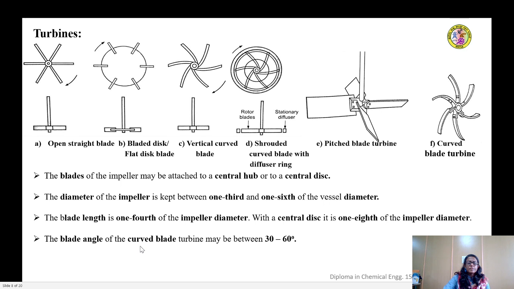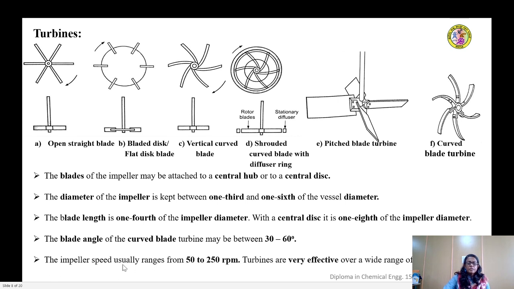The blade angle of the curved blade turbine may be between 30 to 60 degrees. So that is the angle of inclination of the curved blades in a curved bladed turbine. The speed of the impeller ranges between 50 to 250 rpm. These kinds of impellers are effective in handling liquids of a wide range of viscosities.